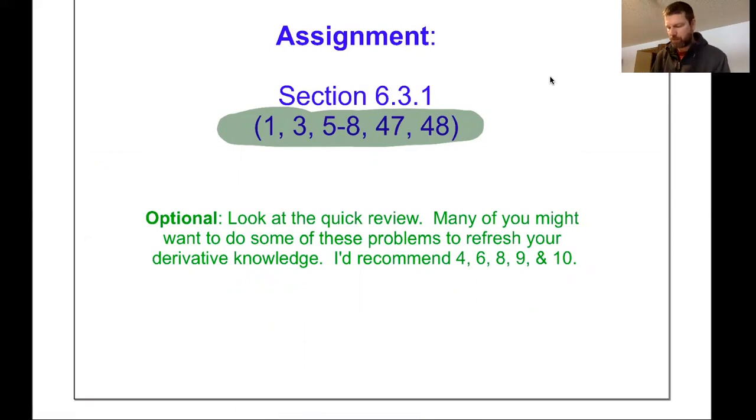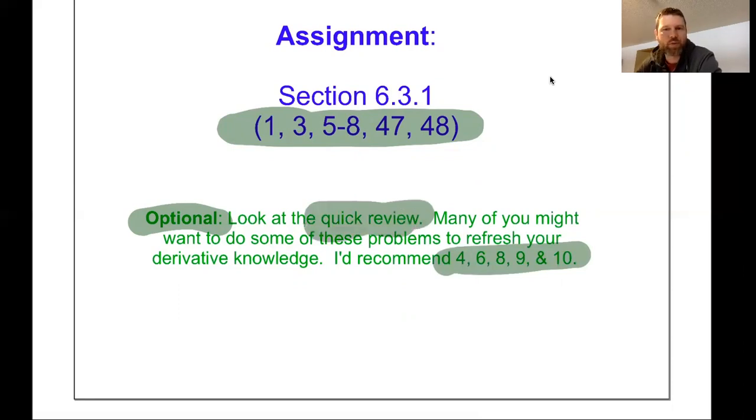There are some review problems I'd recommend if you want to do it. So there is an optional review. I'd recommend problems 4, 6, 8, 9, and 10 of the quick review. So in this section, there's a quick review. If you want to do those optional problems just to refresh your knowledge on derivatives, might not be a bad thing because you need to keep that derivative knowledge fresh. We're going to need it for the AP exam. You don't have to do it, but it's a good review. Like this is one that I would actually recommend.